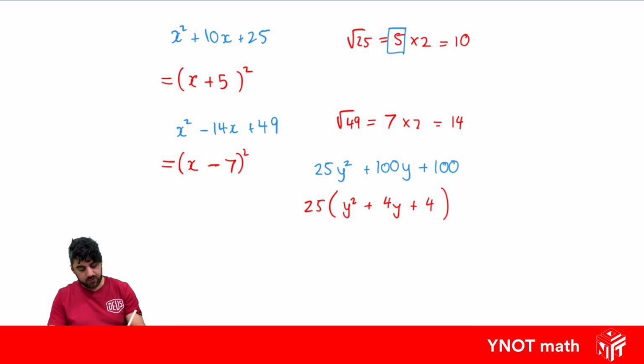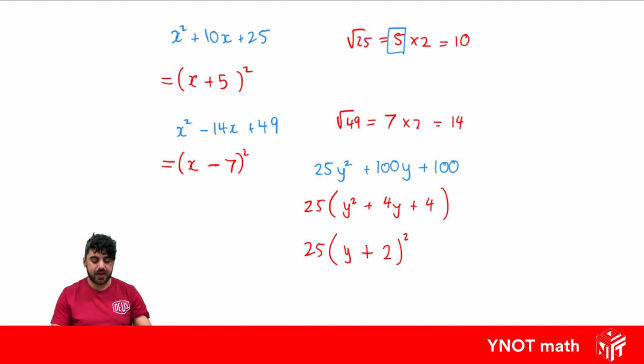That means we can rewrite it. It's 25 outside of (y something) all squared. And we know that number we need is 2. And the sign in front of the y term is positive. So we get that as our final answer for the factorization.